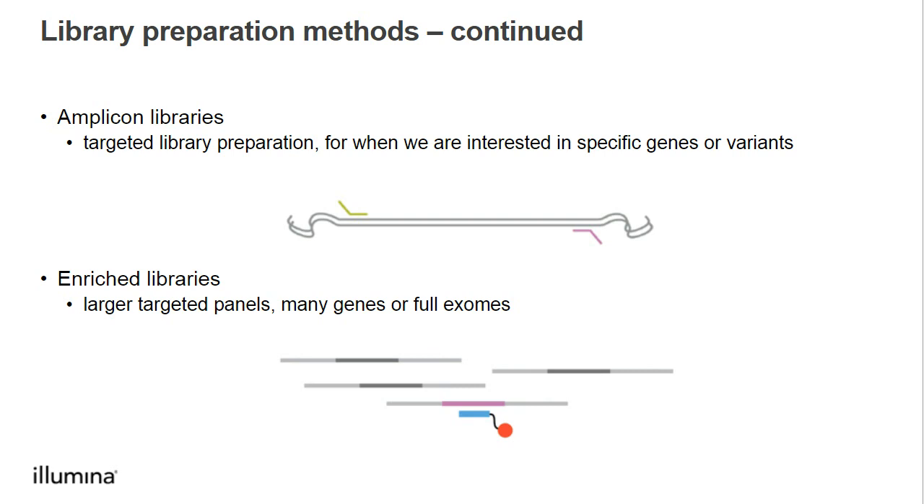Another option is an enrichment-based approach. This is where we create whole genome or total RNA libraries, and then we use probes to target only our genes of interest for sequencing. This is helpful for larger targeted panels and even whole exome sequencing. And there are also custom targeted approaches as well.